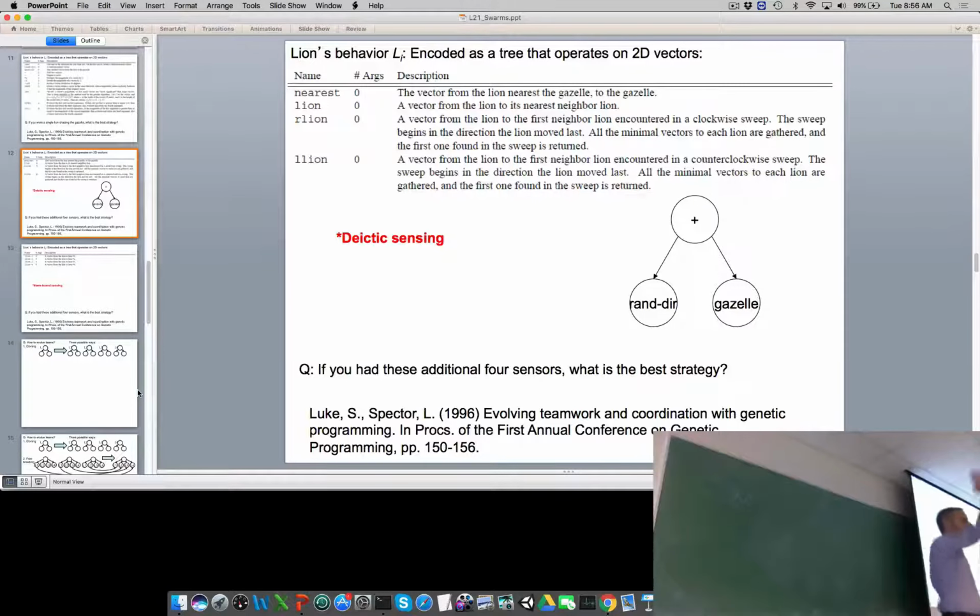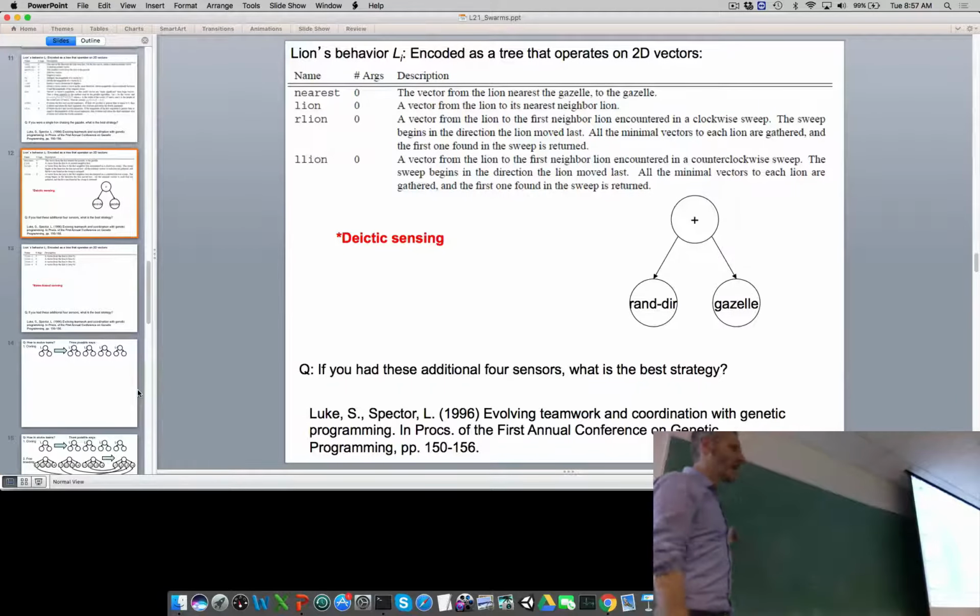R lion means I take a line and I start marching clockwise from me, the direction that I'm facing. And the first lion that I hit in this clockwise sweep, the vector that connects me to that lion, is returned by R lion. I can also use L lion to detect the lion that is on my left side. These three here are known as deictic sensing, meaning they're relative to me. When the lion executes right lion, it's sensing something relative to itself, the lion on my right.